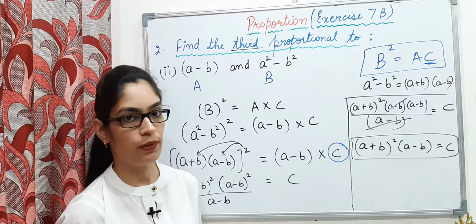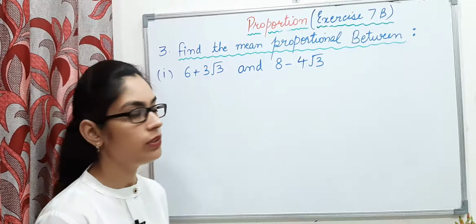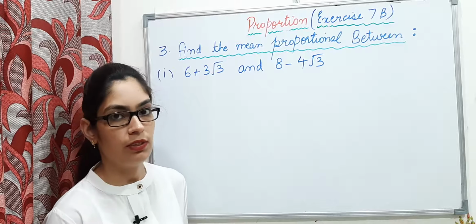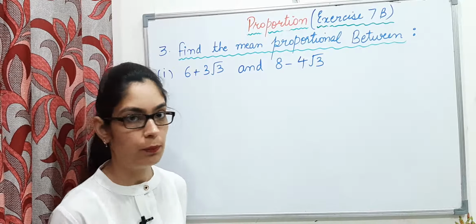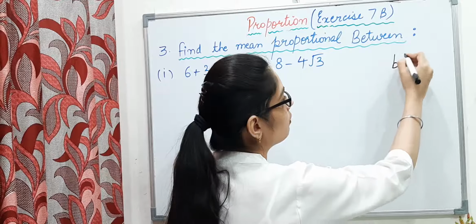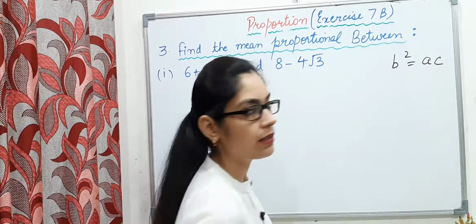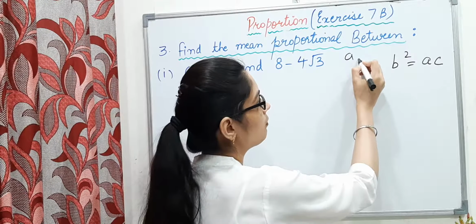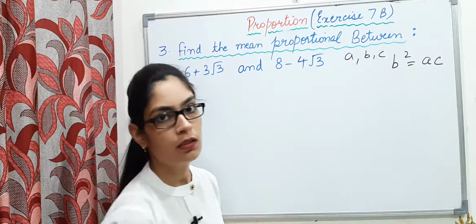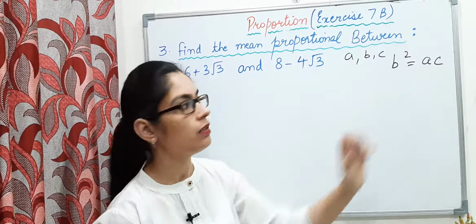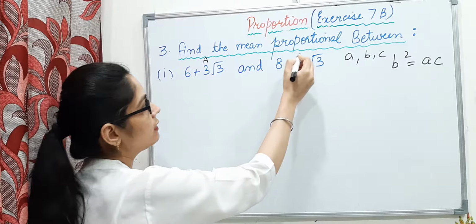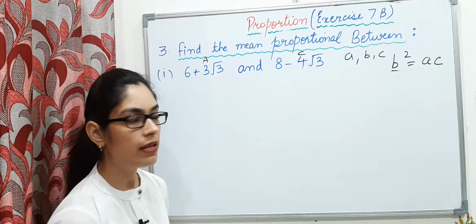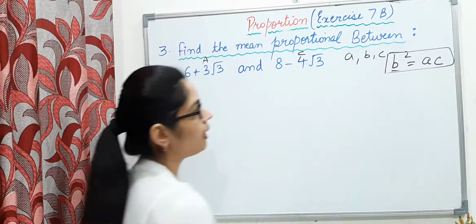Now let's do the next question. In the third question, it's given, find the mean proportional between. So if mean proportional is mentioned, that means it's a continued proportion. For continued proportion I have given you the formula that b square is equal to ac. This b is the mean proportional, because in continued proportion we have 3 quantities a, b, c, and b square is equal to ac. In this question a and c are given to us, b we have to find. So this direct formula we will apply and find the value of b.